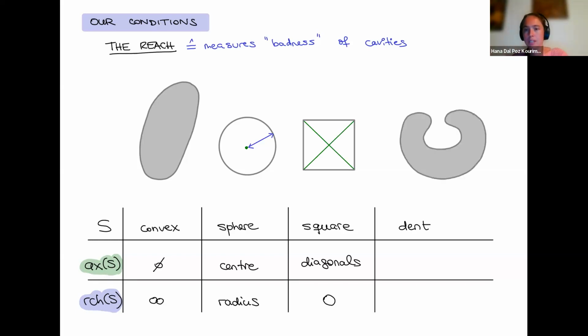And then if we have, let's say, an arbitrary set with a bit of a dent, then the medial axis is, as you see in the picture, I didn't dare to name it, but the reach is then the bottleneck of the dent. So the part where the set gets globally very close to itself. Okay, so I hope this gives you some intuition about the reach.